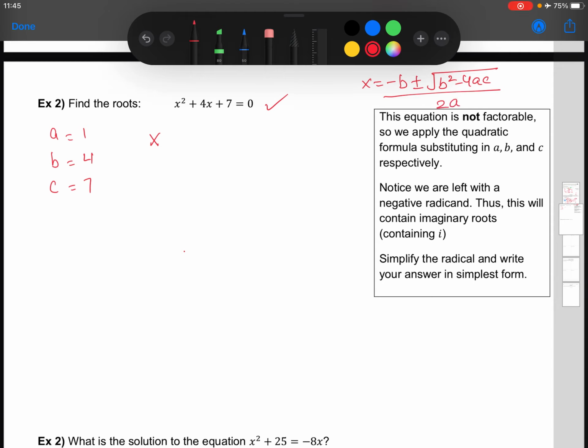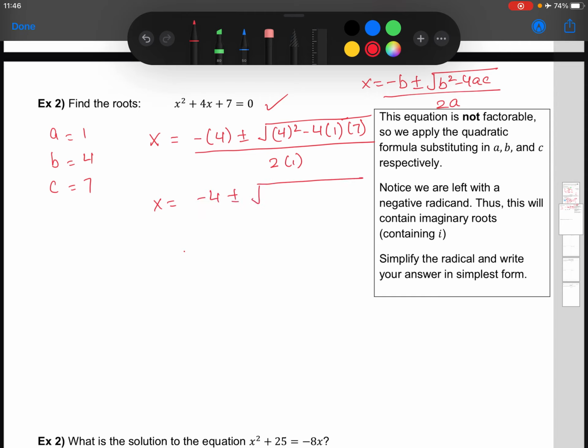You don't have to memorize it. It's given to you on a reference sheet, but it's again a good thing to know your formulas and everything. So negative 4 plus and minus the square root of b squared, which is 4 squared, minus 4 times a, which is 1, times c, which is 7, all over 2 times 1. Now let's simplify this. This would be negative 4 plus and minus. Simplify the discriminant. This would be 16 minus 28, which is negative 12.